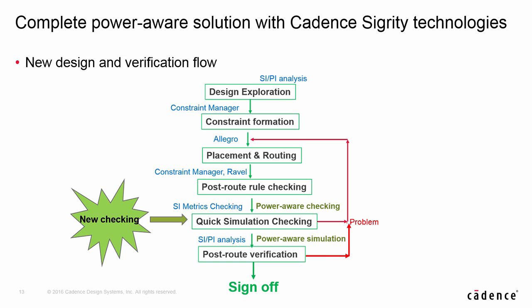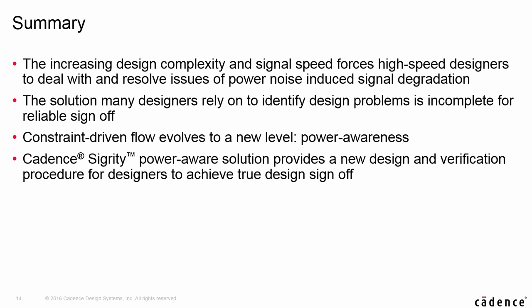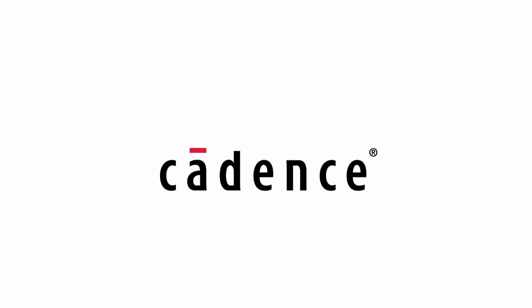Here is the new design and verification flow with power-aware capability. In summary, the constraint-driven flow needs to advance to a new level to account for power-induced noise on signals. Designers should check their current sign-off flow and update it with power-aware functions. Cadence Sigrity tools can help to achieve that goal.